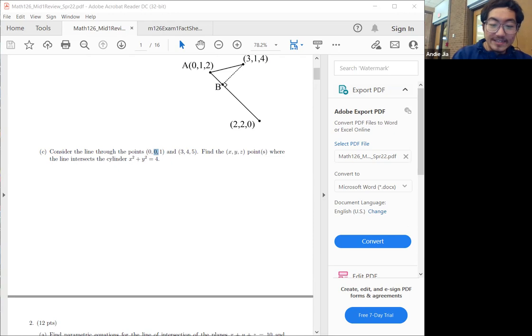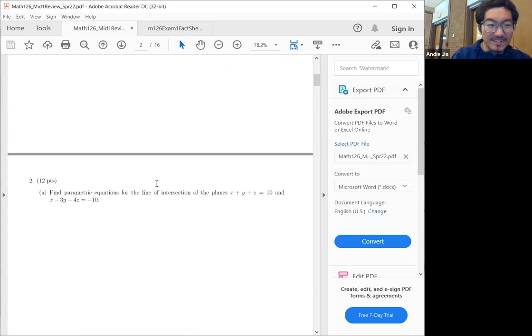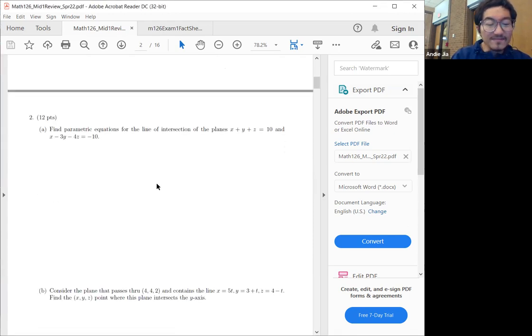Okay, the next question is going to be: find the parametric equation for each line of the second plane, x plus y plus z equals 10, and this. So what we first need to do is find p prime of t, so find the derivative of this. Oh, wait. No. I was looking at the wrong question. I'm so sorry.